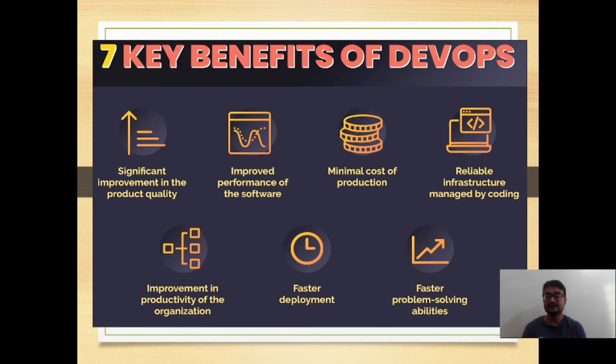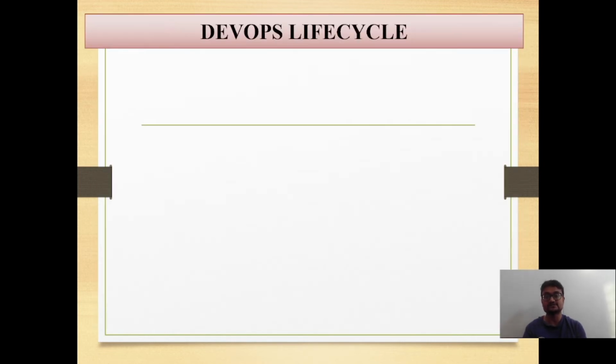Benefits: improvement in quality, improvement in software, very low cost, reliability, improvement in the quick productivity of the organization, faster deployment and faster problem solving, because in DevOps we get a line by line review of whether the code is working or not, what the error is, which type of error, and what should be changed. Everything will be suggested by those tools. What are those tools? We'll see.